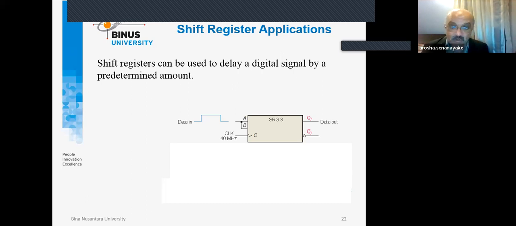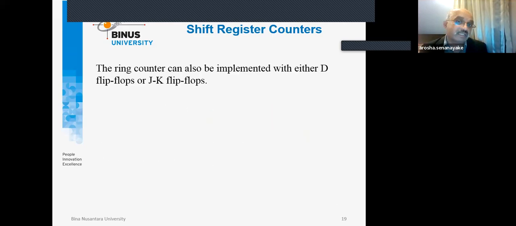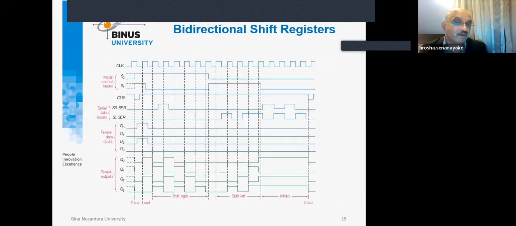Can you remember? If you remember very well, here you can see that this SR cannot be activated.